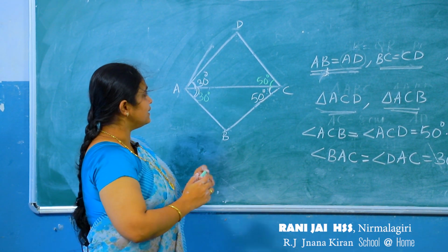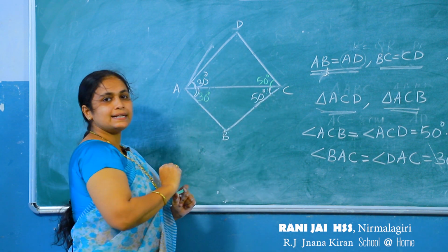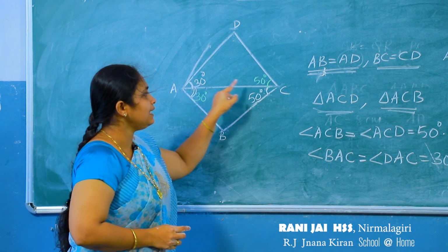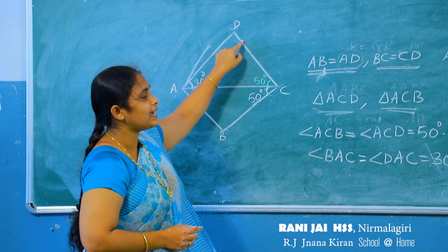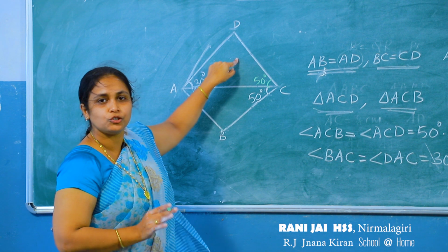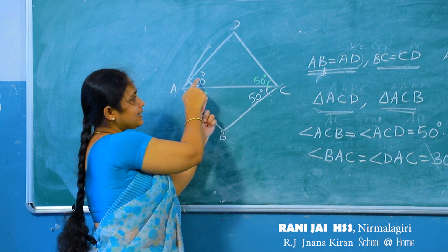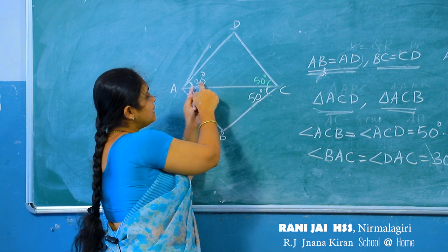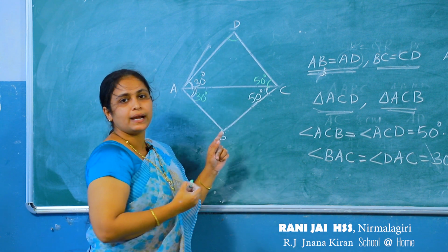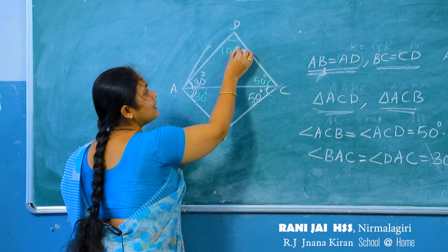Okay. Now, consider in this triangle ADC, we got two angles, 30 degree, 50 degree. Then how we find angle D? We know that sum of these three angles are equal to 180 degree. That is, in this triangle, this 30 degree, 50 degree. That is 30 plus 50, 80 degree. Then what is angle D? 180 minus 80, that is equal to 100 degree.